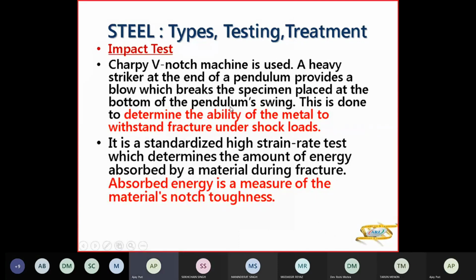So there is a striker at the end of the pendulum which breaks the specimen or creates a crack. This determines the toughness of the material, because hardness is basically constant pressing and this is sudden impact. So what is the ability of the metal to withstand fracture under shock loads? So your standardized high strain rate test is determining the amount of energy absorbed during fracture. So the amount of energy is the area under the stress strain curve which we had talked about when we did stress strain. So the absorbed energy is a measure of the notch toughness of the material.